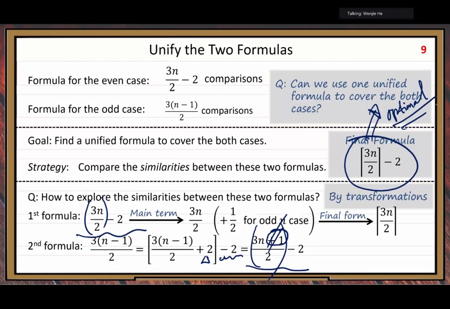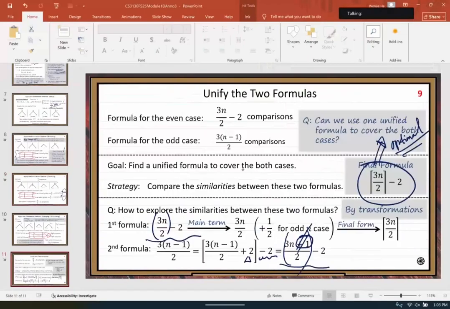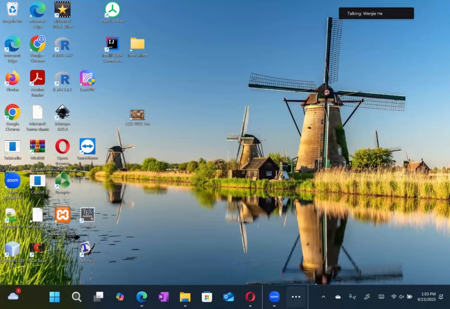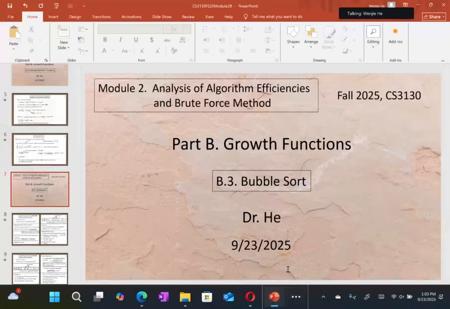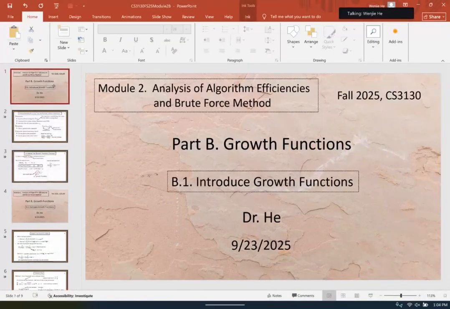Next, let's go to part B of Module 2. Now, finally, we need to do some extra, abstract part of this class, the most abstract part of this class.